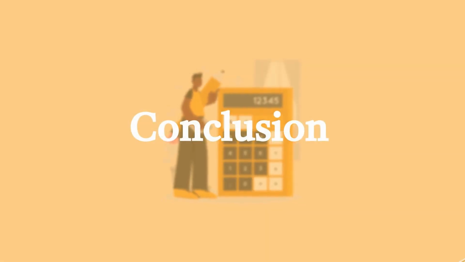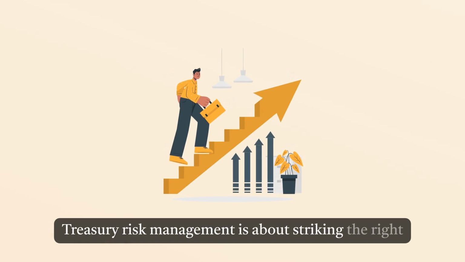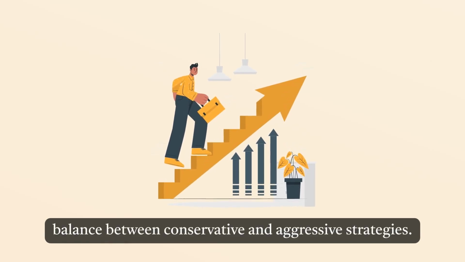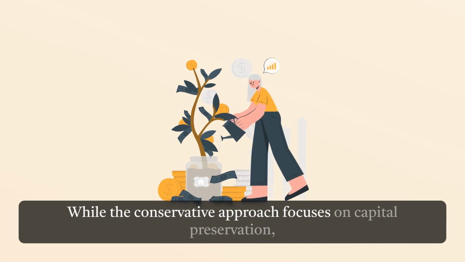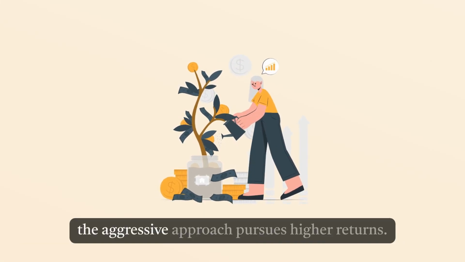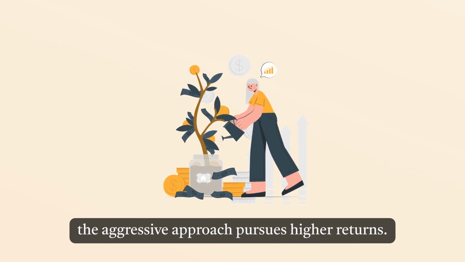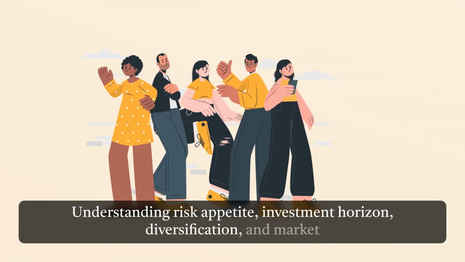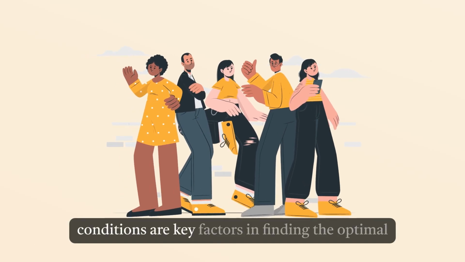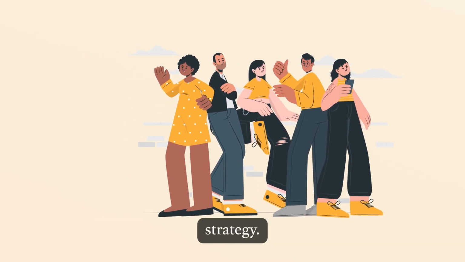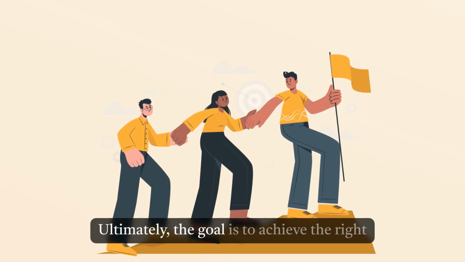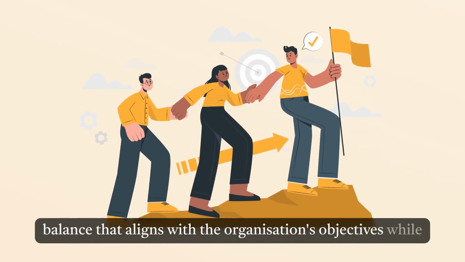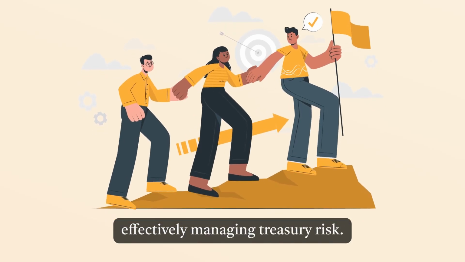Conclusion. Treasury risk management is about striking the right balance between conservative and aggressive strategies. While the conservative approach focuses on capital preservation, the aggressive approach pursues higher returns. Understanding risk appetite, investment horizon, diversification, and market conditions are key factors in finding the optimal strategy. Ultimately, the goal is to achieve the right balance that aligns with the organization's objectives while effectively managing Treasury risk.